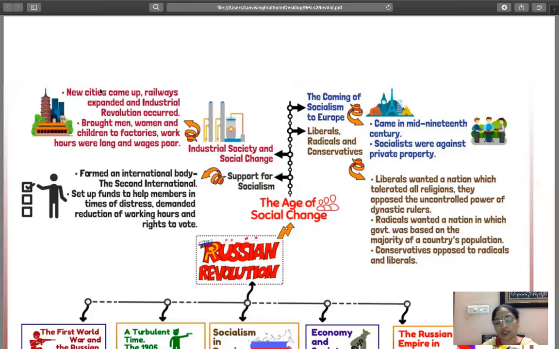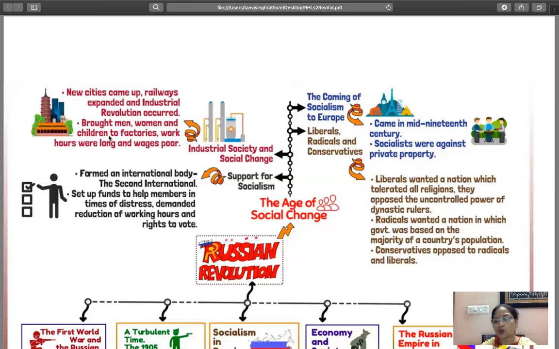Because of industrialization, new cities came up, railways expanded, and the Industrial Revolution occurred. As I told you, when there is a major change in the society, the economy, or politically, then only it is known as a revolution. So this really brought major changes. The Industrial Revolution brought men, women, and children to factories. Working hours were very long, and they were not paid properly.